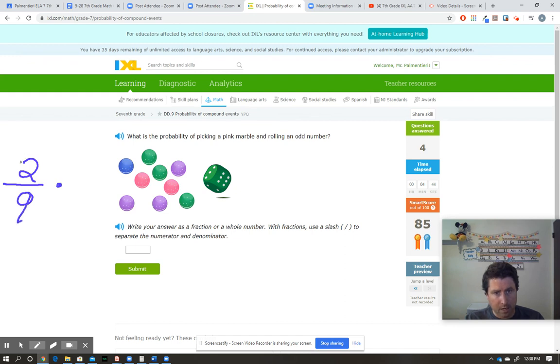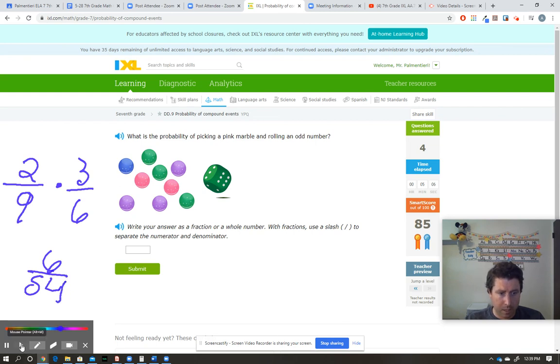And now they said I would also roll an odd number. So an odd number, we know from the previous problem, is 3 out of 6. So this would be 2 times 3, which is 6. 9 times 6, which is 54. Now you could simplify that by 6, but I'm just going to type it in as it is, 6 over 54. Okay, it could be 1/9 if you simplify it by 6, but that's okay.